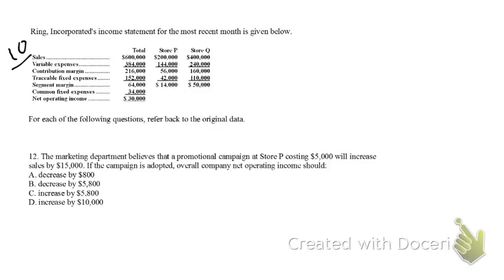Let's go to the end here and see what they're saying. We're going to put on a promotional campaign. It's going to cost $5 grand, and it's going to increase sales by 15 grand. It's for store P, so it's for a particular store. We've got just store P here.